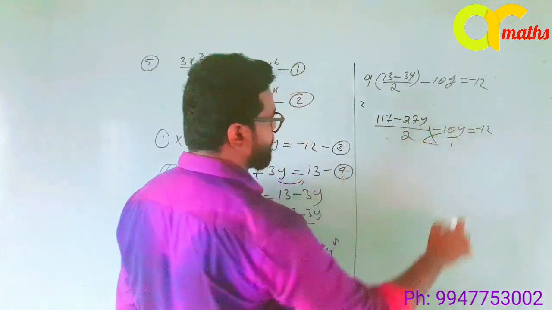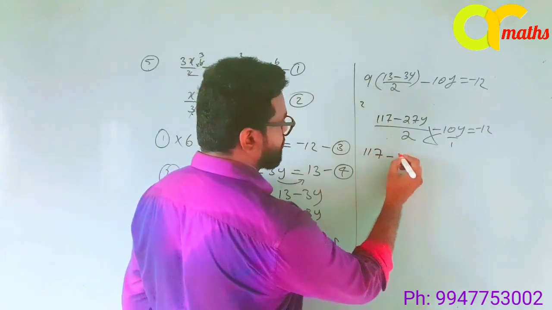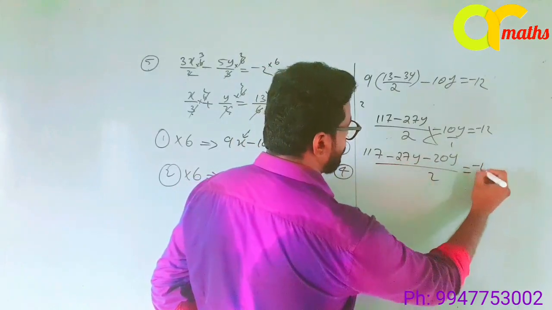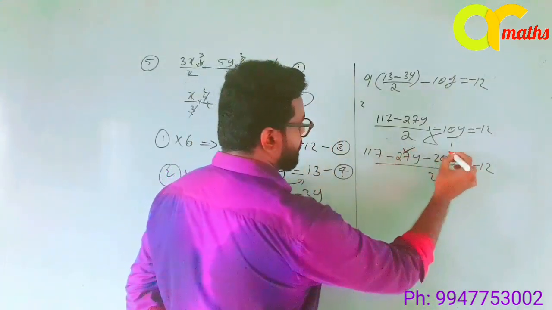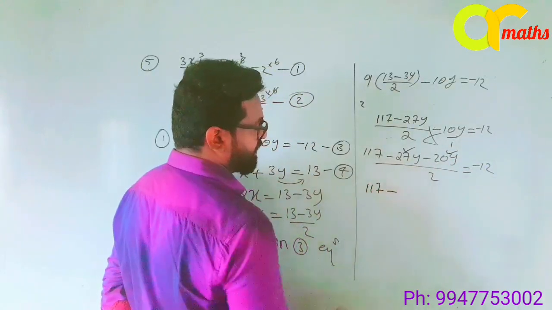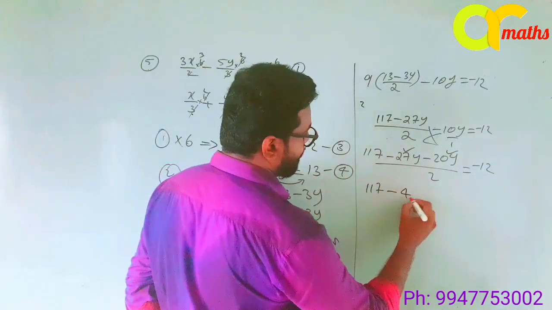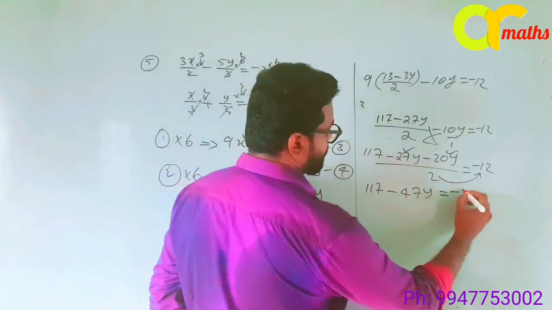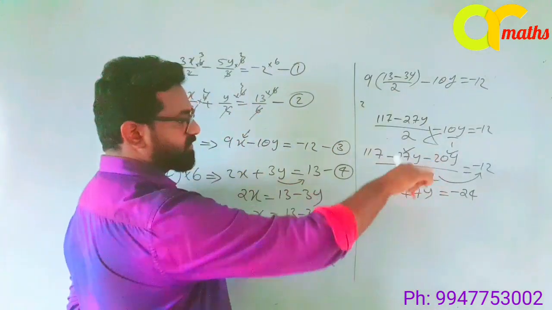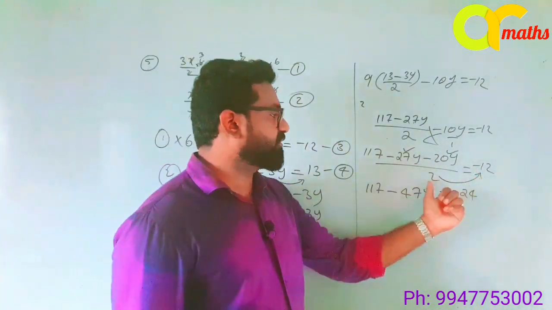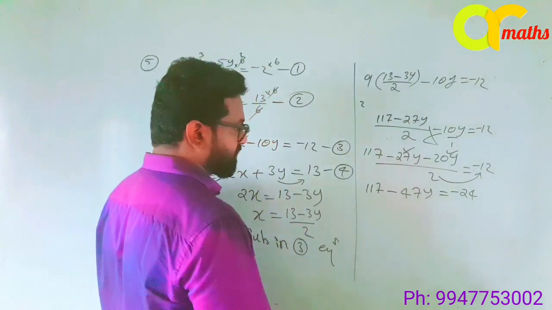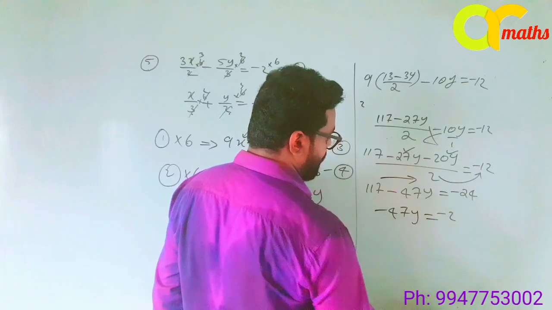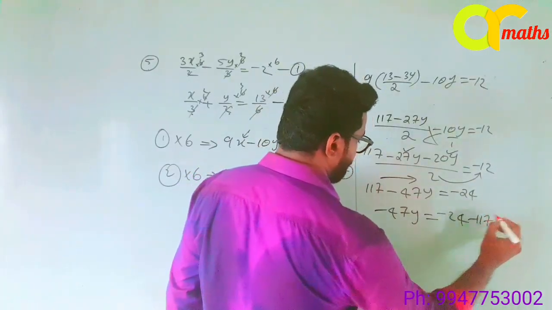Just cross multiply. 117 minus 27y minus 20y, all divided by 2, equal to minus 12. What is the answer? 117 minus 47y divided by 2 equal to minus 12. The divide by 2 goes to the other side, so minus 12 into 2 is minus 24. Then minus 47y equal to minus 24 minus 117.